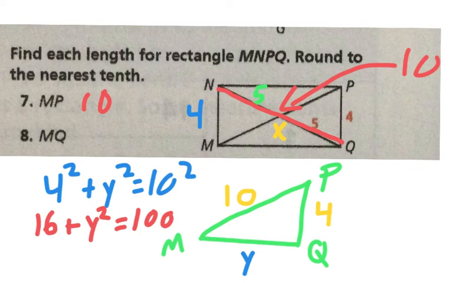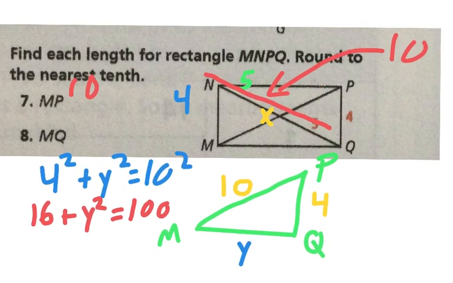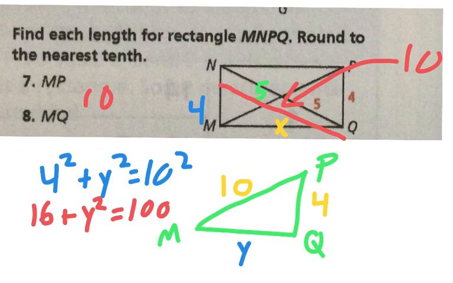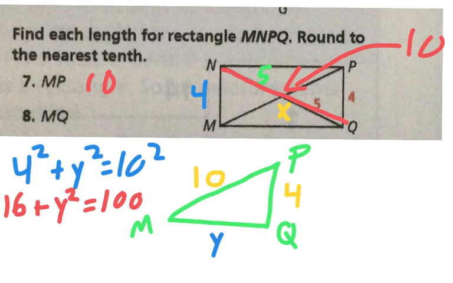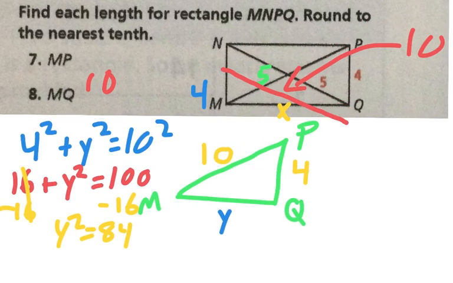Now how could I solve? You add 16 to 100? Close. We're going to subtract 16, because 16 is currently positive. That's 84. So Y squared equals 84. Take the square root of that. Would it be 8? It is not 8. It would be 9 point something, because 9 squared is 81. So you've got to use your calculator. What's the square root of 84?